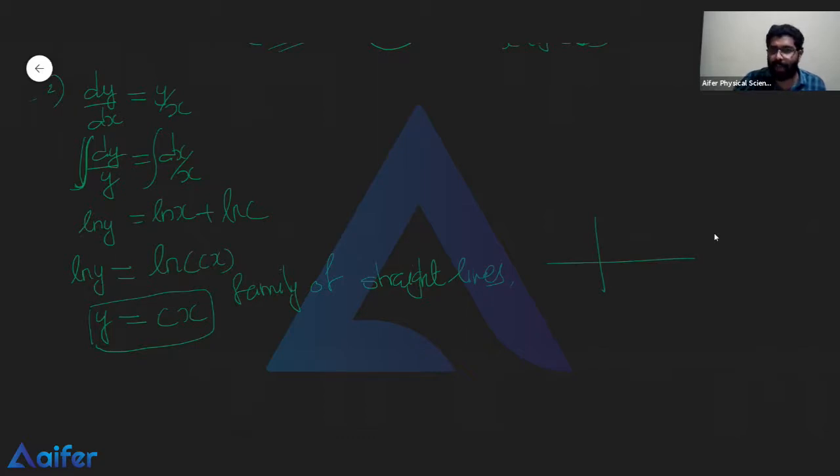Okay, so if I draw, that is passing through the origin, right? y equal to x. So x equal to 0, your y should be 0. So all the straight lines are passing through the origin. So these are represented by y equal to cx. A family of straight lines passing through the origin.